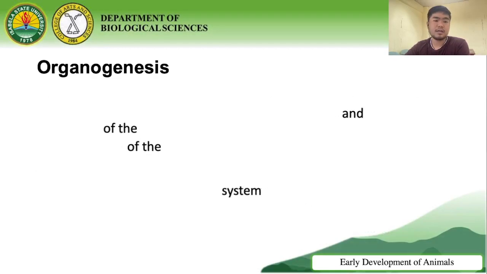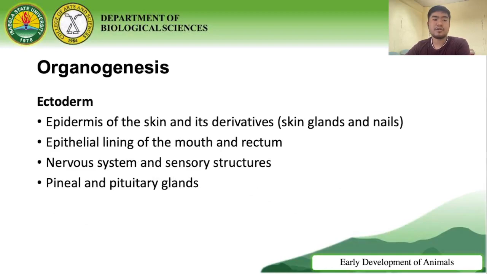Okay? And the ectoderm, these are the fate of the cells in the ectoderm. Okay? They will form the epidermis of the skin and the skin derivatives like skin glands and nails, the epithelial lining of the mouth and rectum, okay, the nervous system and sensory structures, and the pineal and pituitary glands. So remember, these are the fate of the cells from the ectoderm.